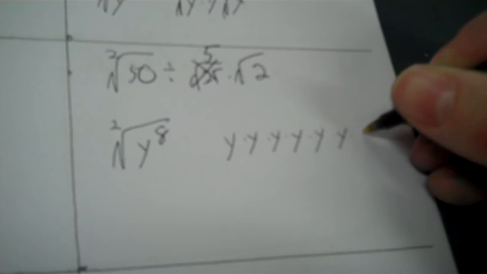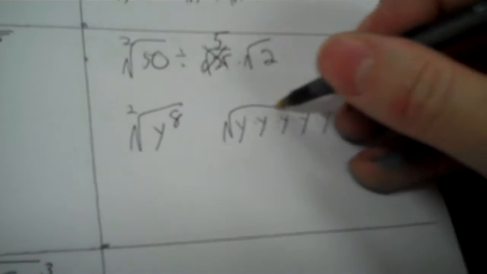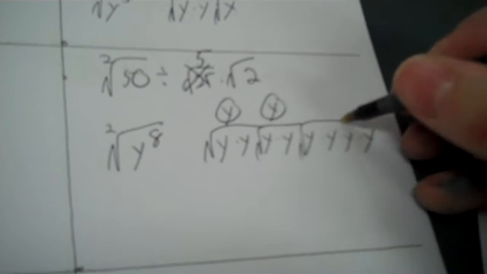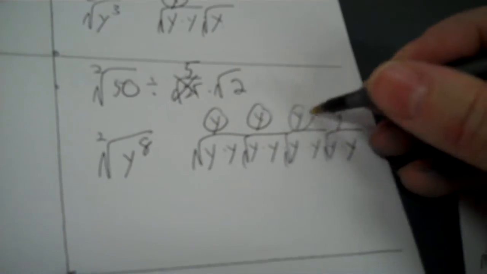Y to the 8th. Two at a time, then a y comes up, another y comes up, another y comes up, another y comes up, and there's none left. So I have y to the 4th outside. There are no y's inside.